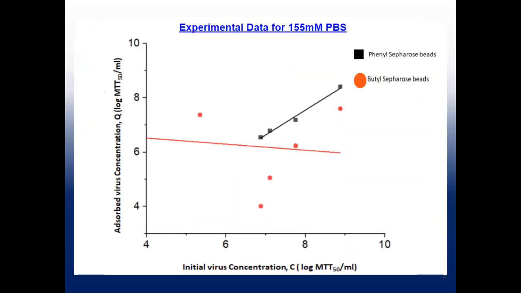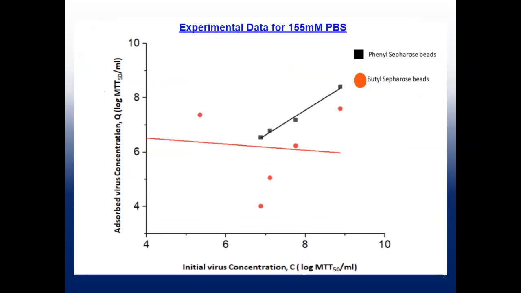This is the experimental data for PPV in 155 millimolar PBS, the lower salt solution. This graph shows that phenyl resins are indeed more hydrophobic than butyl resins, as we saw more virus binding with the phenyl resins. This gives us viable information on the benefits of certain resin types at a lower salt concentration.